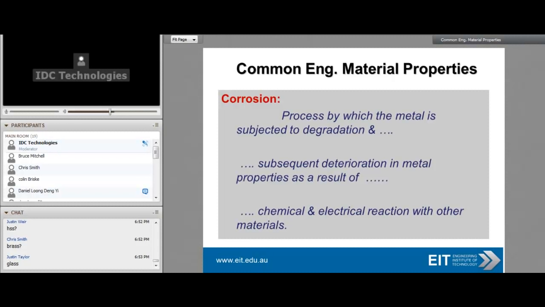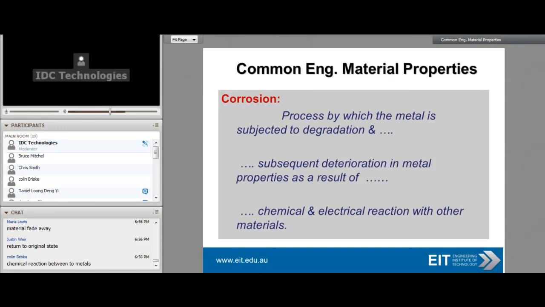Another form of stress is corrosion. Now, corrosion, basically, people, is what? Can somebody give me a definition of corrosion, but a very, very simple one? Okay, we've got some pretty much.